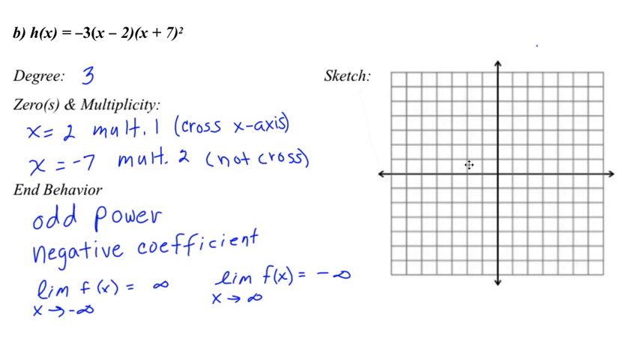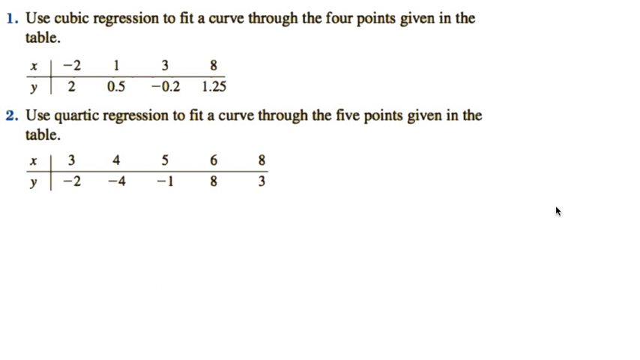So let's go ahead and sketch this one. And we're going to have points at x equals negative 7 and x equals 2. And so our end behavior as x goes to negative infinity will go to positive infinity. It's just going to touch at x equals negative 7 because that is an even multiplicity. But at x equals 2 it will cross the axis, and then that will go down to negative infinity.